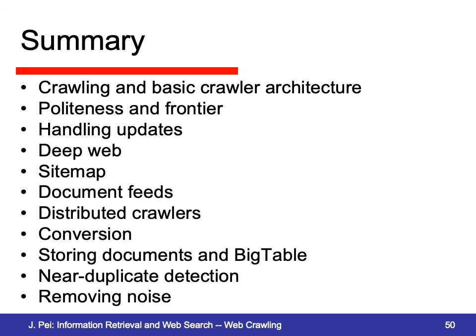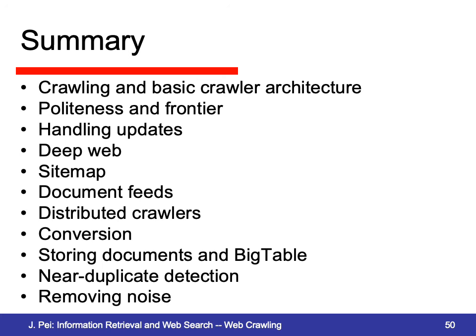Today, we looked at the crawling of the web. Indeed, there are a whole handful of interesting technical issues here. We talked about the crawling and basic crawler architecture. We talked about politeness and the frontier. And we discussed how to handle updates. And we mentioned the deep web, which is difficult for crawlers to access. And also the sitemap, which gives crawlers some hints about the different parts of the web server, which directory could be interesting to crawl and which part should not be touched. We talked about document feeds.